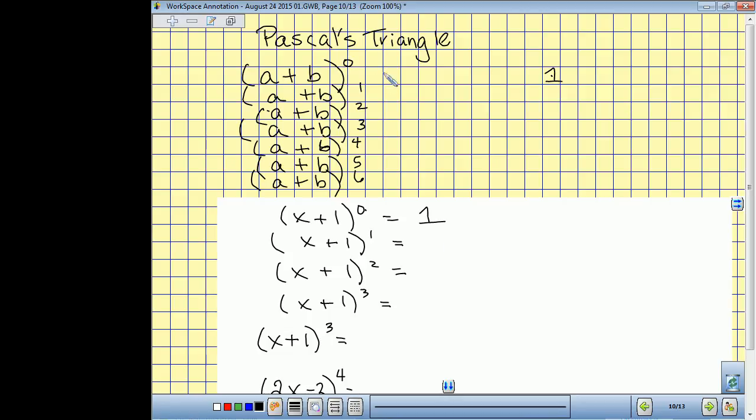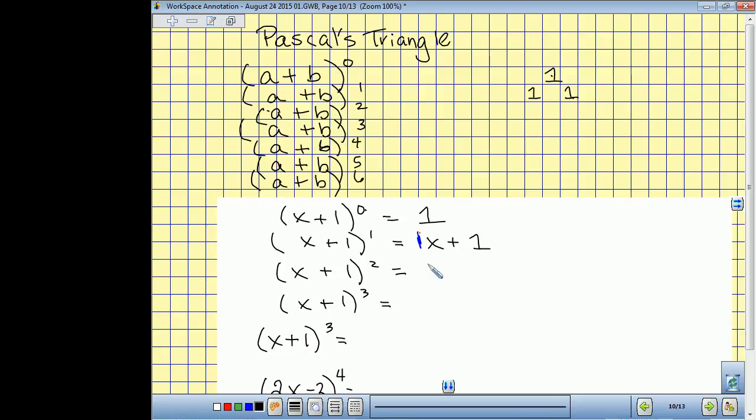Alright, now the next one is a plus b to the first. But I'm going to look at this. If I do x plus 1 to the first, does raising anything to the first power change it at all? No. So this is just x plus 1, right? Yes. What is the coefficient of my x? 1. It's an understood 1. So let's put a 1 up here. And what do I have here? A 1. We're building.